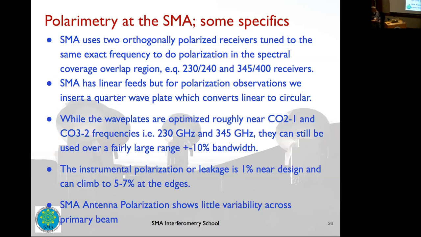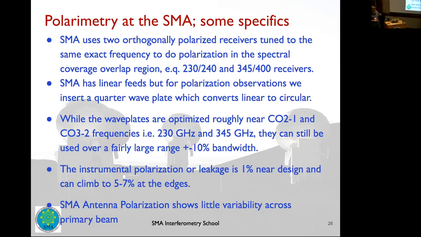The instrumental polarization is very monotonic. Near the design frequency, which is around 230 and 345, the instrumental polarization is really low, about 1%. But then it can climb to about 5 to 7% at the edges. It's also very stable. If you look at Dan's thesis, it's stable over time. It can change, obviously, if you change receivers and other optics, but if you don't change anything, it's quite steady.